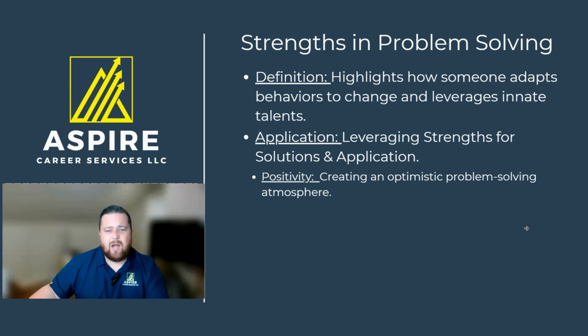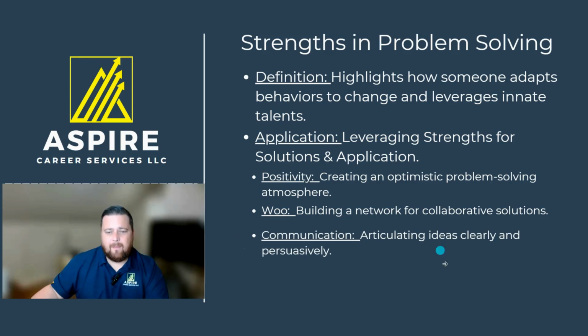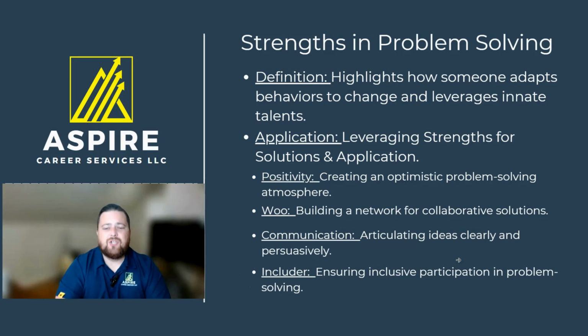So let's just talk about a couple of them. The first is positivity. Someone that has positivity as their top strength, they like to create optimistic problem-solving atmospheres. And then you have woo. These are people that are building a network for collaboration and solutions. So they truly prefer, once again, being in that group setting. Communication: articulating ideas clearly and persuasively. And then includer: ensuring inclusive participation in problem solving.